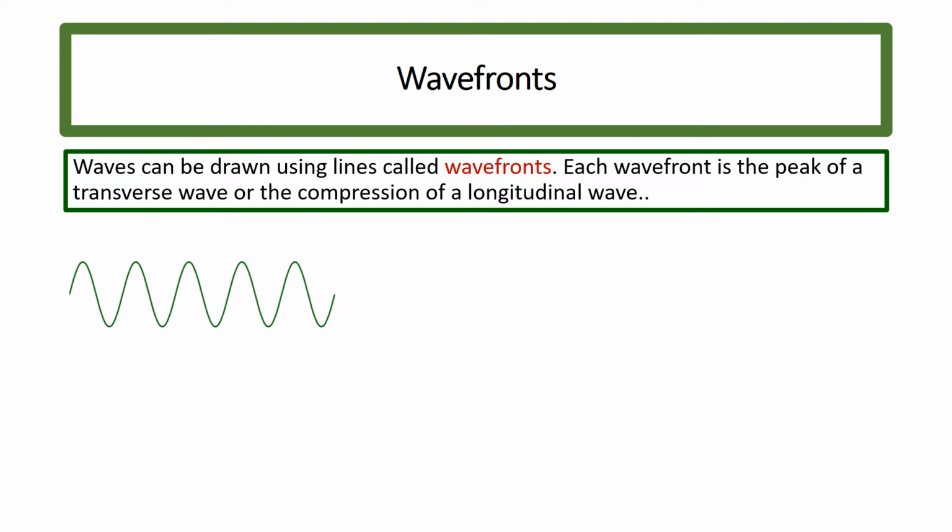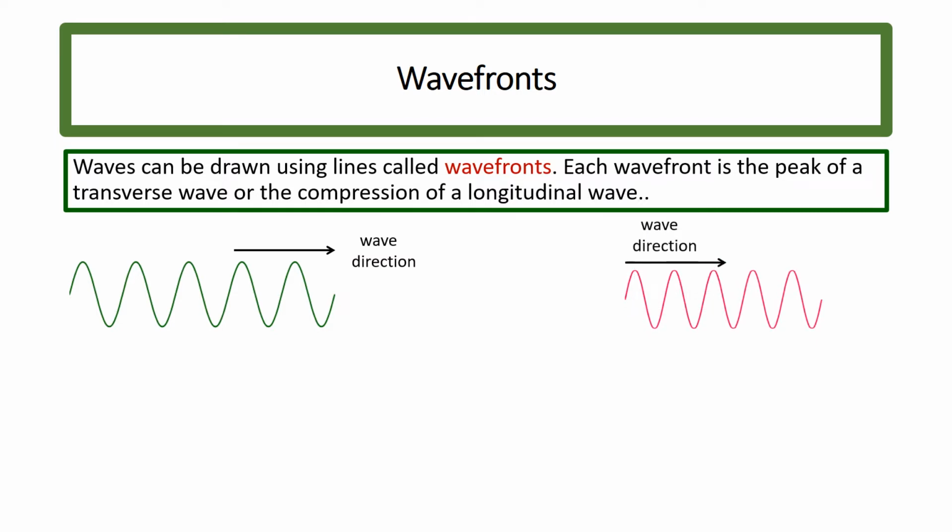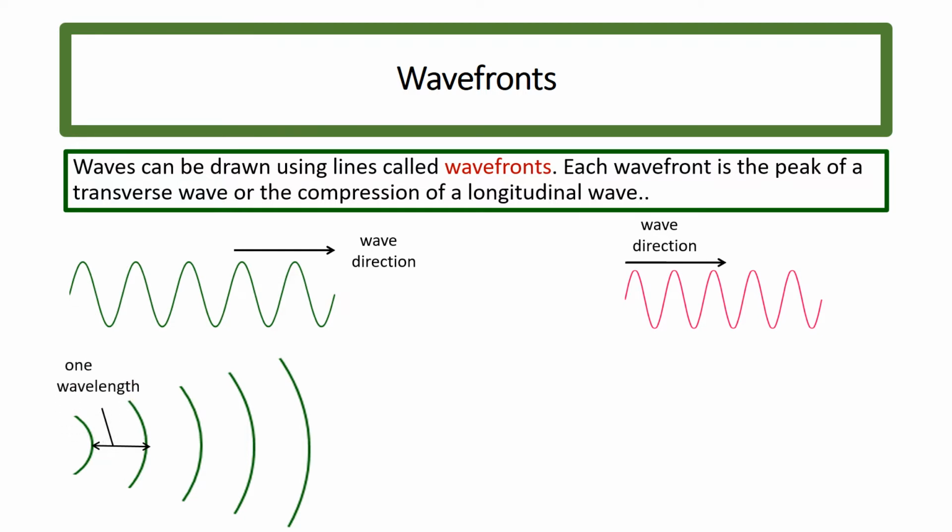So here's my wave, and here's the direction of energy transfer, giving me my wave direction. And this is what the wave fronts would look like. You can see that the peak here is in line with the peaks at the front. The difference between these two wave fronts is equal to 1 wavelength.